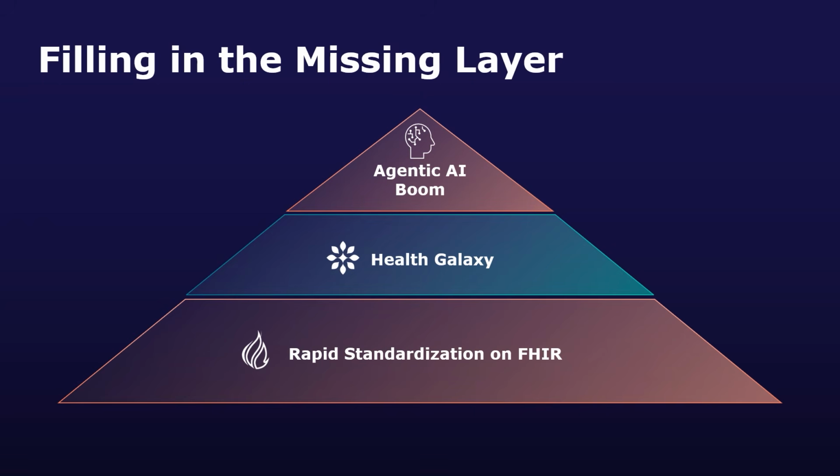We're filling in the missing layer between AI agents, which are unable to access healthcare data, and providing them with access to these FHIR resources that are easy for machines to parse. And that means we are enabling all of healthcare data by sharing all of that FHIR data with these agents.